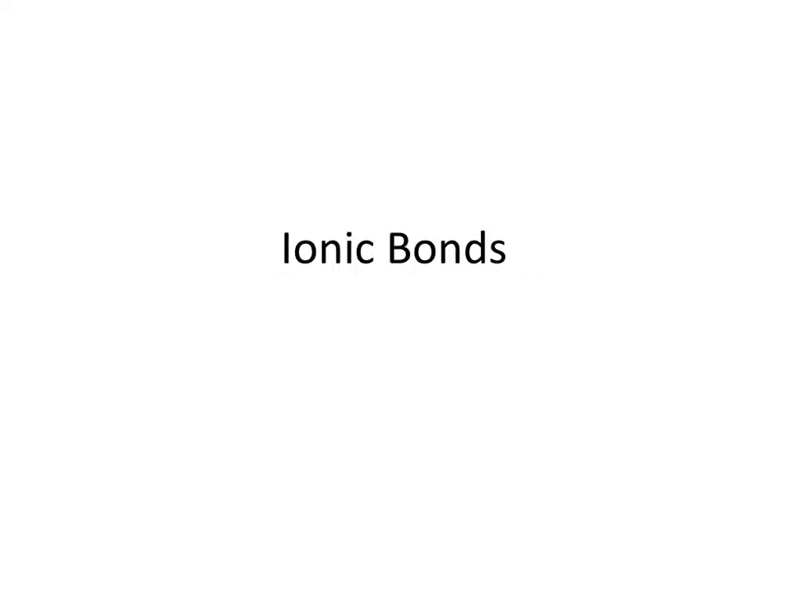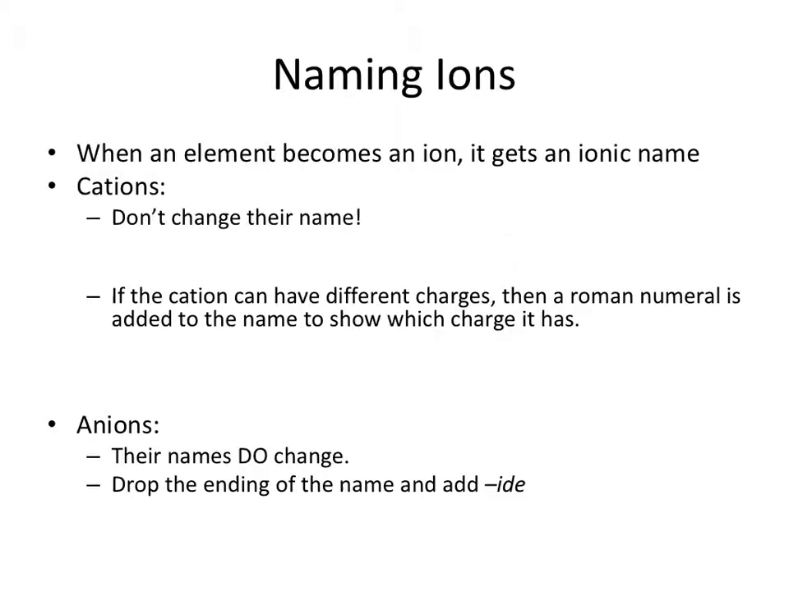Okay, so now that we know what chemical bonds are, and we've talked about metallic bonds, we're going to get more into ionic bonds. We're going to talk about how we name them, how they form, and then some of their properties. All right, so when we're naming them, it will sometimes get an ionic name.